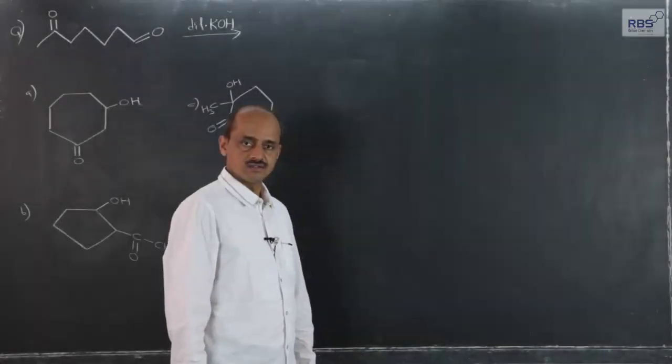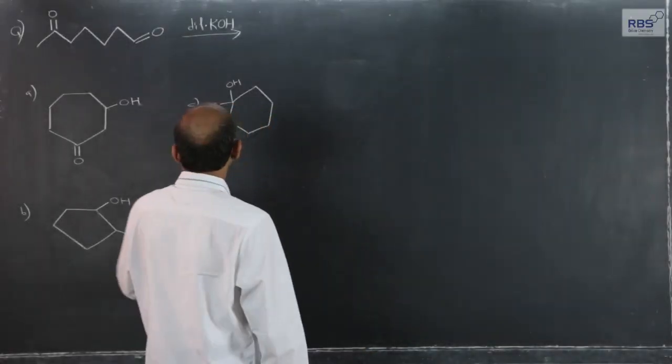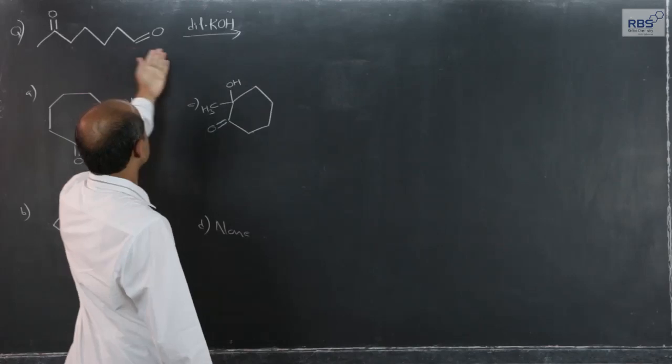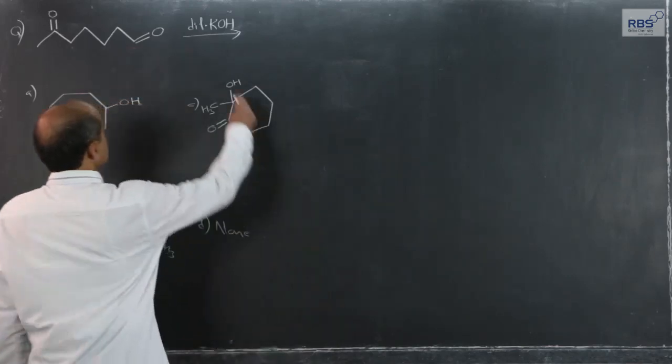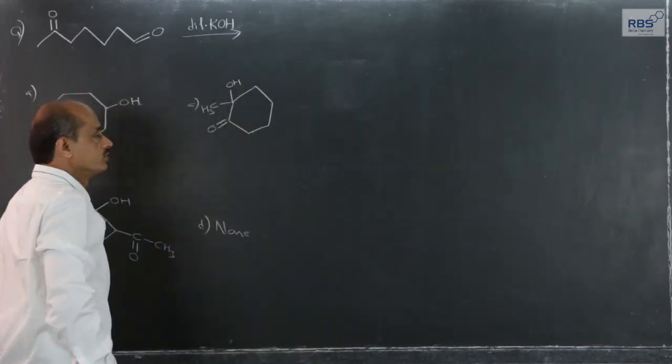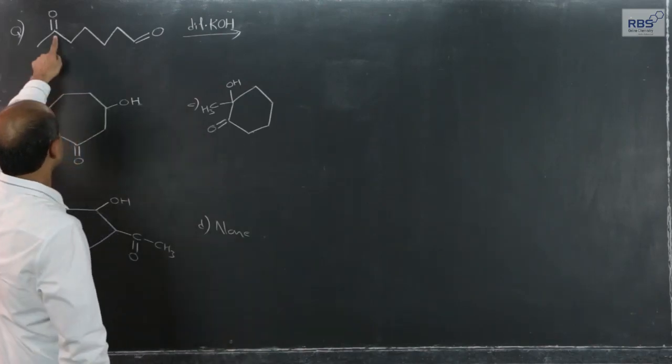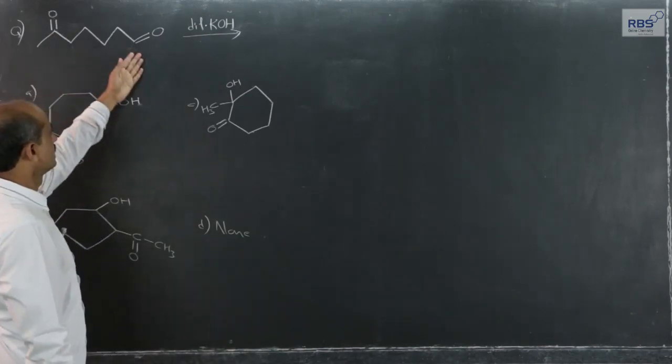Consider the question on the board. Bond line structure is written. On the arrow, dilute KOH is present. This one is a ketonic functional group. This one is an aldehydic functional group.